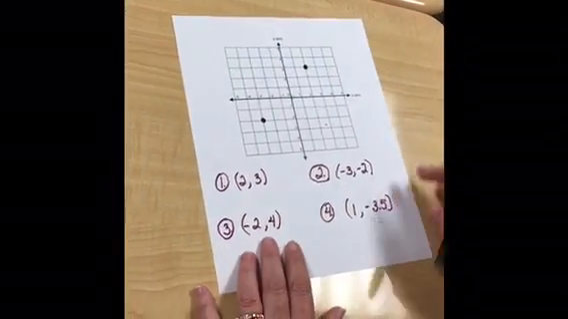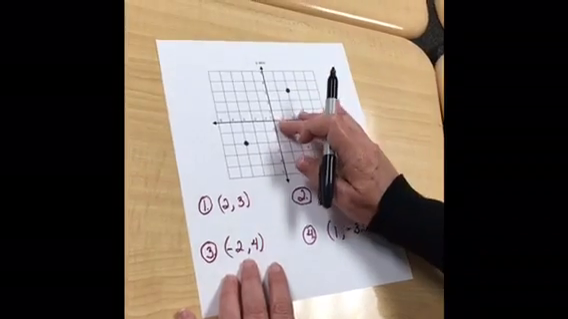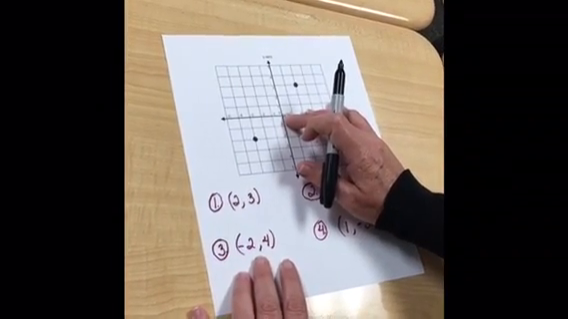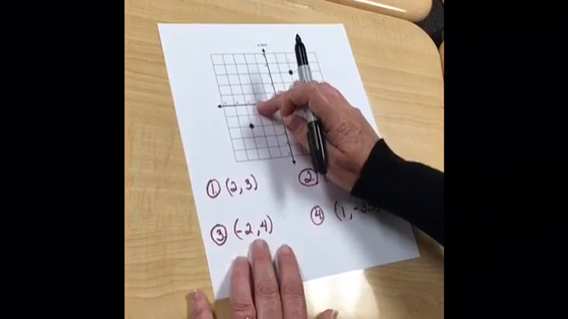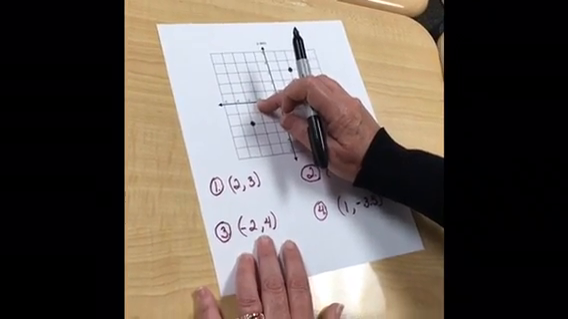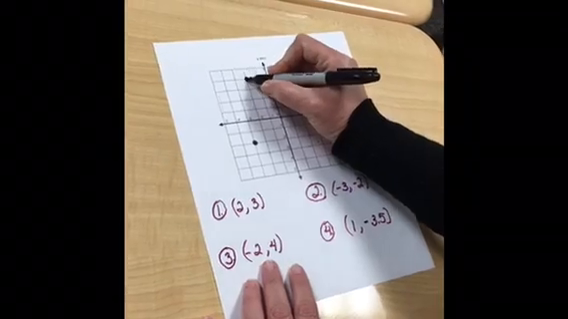Okay, number 3. On number 3, I have a negative 2. So I'm going to start at the point of origin, and I'm going to run to a negative 2, and I'm going to jump up to a positive 4. And my point is right there.